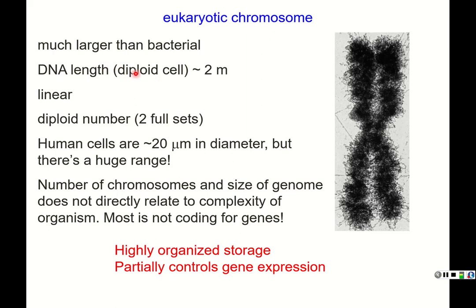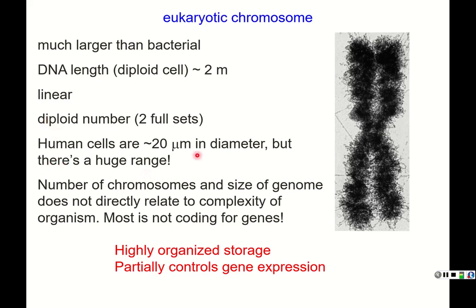We call it diploid because there are 2 copies of each chromosome in eukaryotic cells, or at least most eukaryotic cells. It's linear, so it's not circular. And because of that, you need a way to protect the linear pieces of DNA.